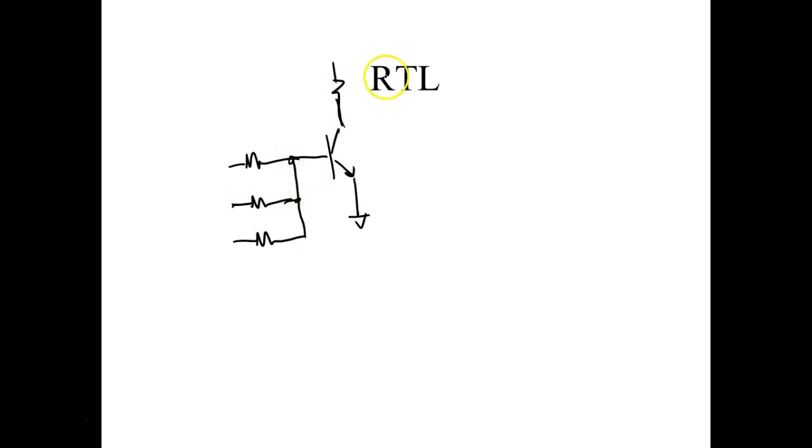Now the way they came up with this, they say, okay, over here, this is what your inputs are connected to. This is what your output is connected to. And then this would be logic. So we refer to this as RTL logic. R, my input's on what? Resistors. My output's on a transistor, so this was known as RTL logic.